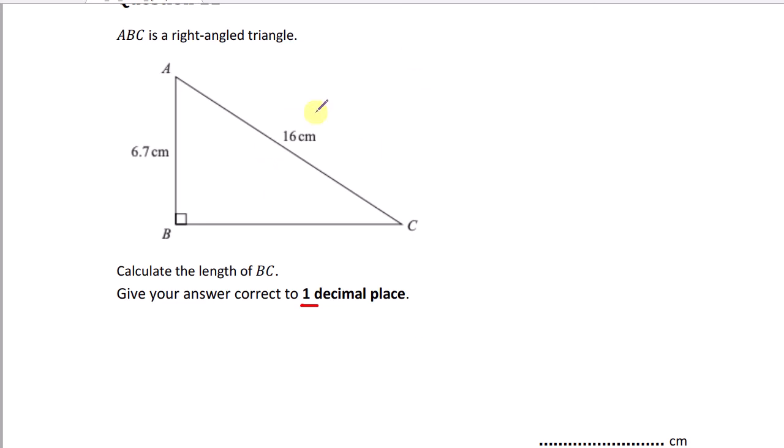Label up your triangle. So opposite B, where the right angle is the hypotenuse. The other two sides are A and B. So calculate the length BC. H squared equals A squared plus the missing side, BC, I'm going to use their two-letter coding. Rearrange, BC squared is 256.